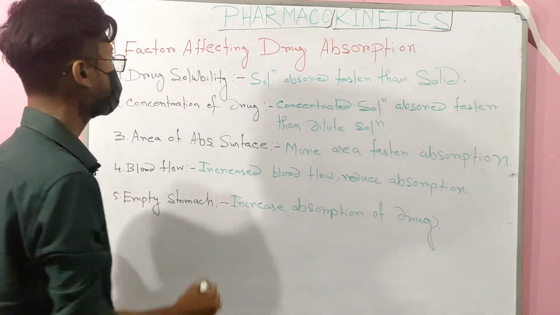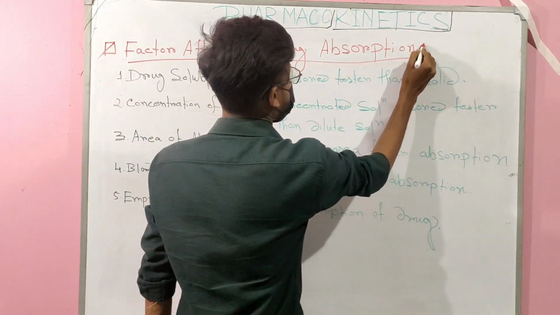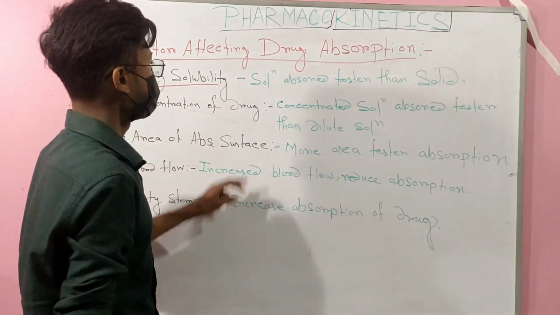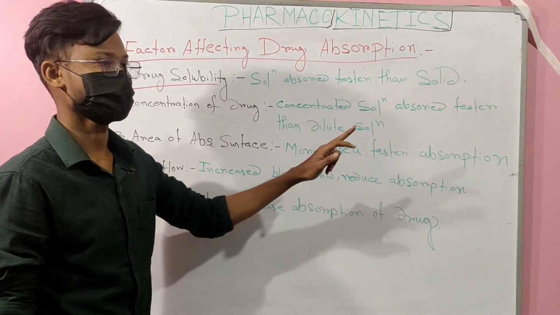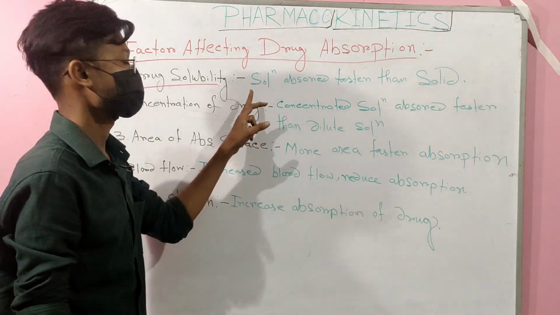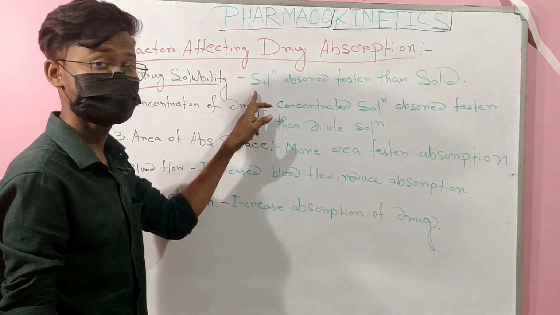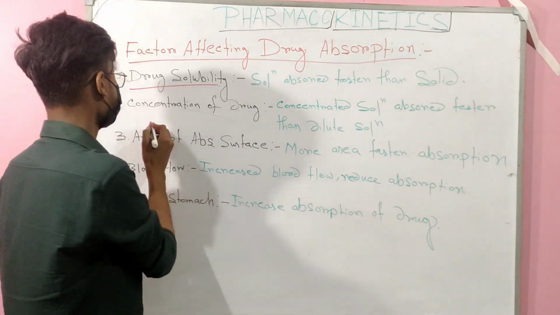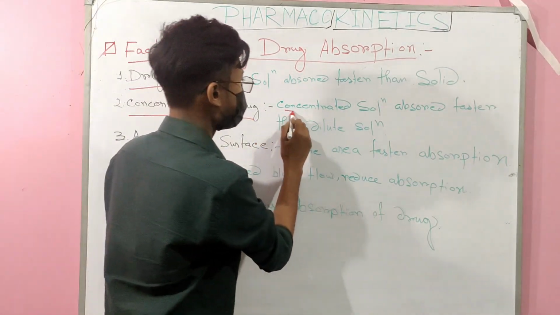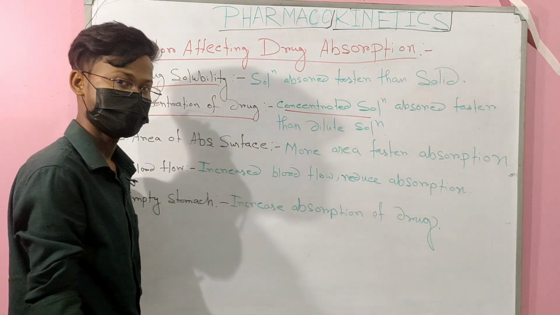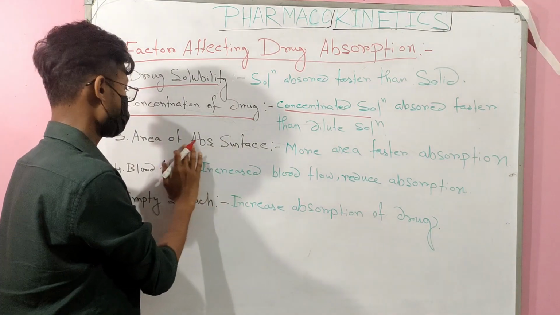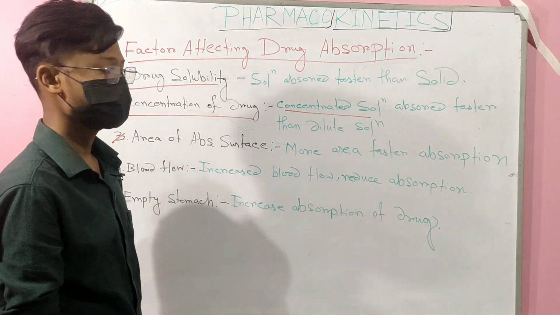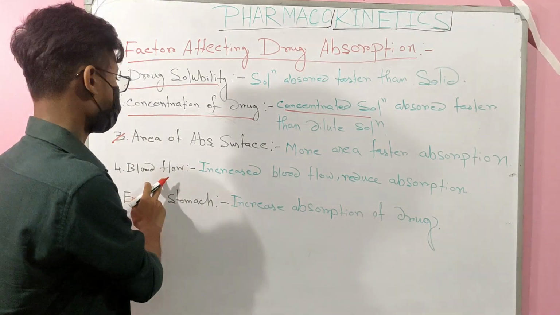Then factors affecting drug absorption. The first one is drug solubility. Solution is absorbed faster than solid. If the medicine is in the form of a solution, it is absorbed faster than solid. Then concentration of drug. Concentrated solution is absorbed faster than dilute solution. The third one is area of absorption surface. More area, faster absorption.